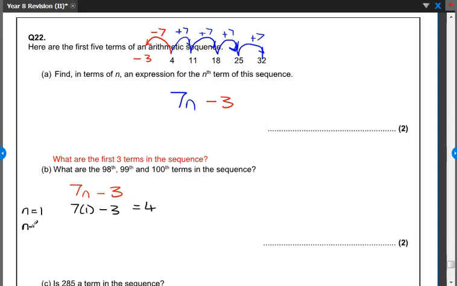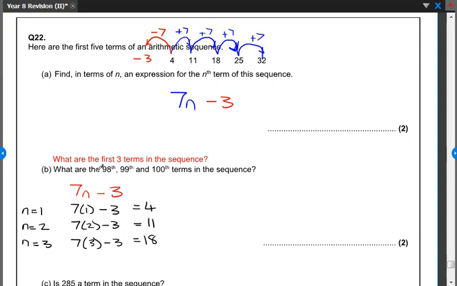n equals 2, which is the second term. 7 times 2 minus 3, which equals 14 minus 3, which is 11. n equals 3. 7 times 3, which is 21, minus 3, which is 18. What do you know? 4, 11, 18.